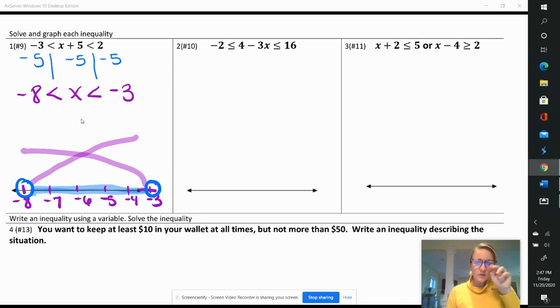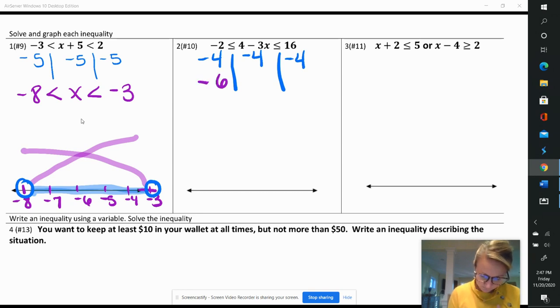For number 2, our goal is to still isolate x in the middle. So right now we want to deal with that 4. In order to remove the 4 from the middle, it's positive, so we want to subtract it from all 3 sides. After we subtract 4, we have -6, -3x in the middle, and 12 on the right.